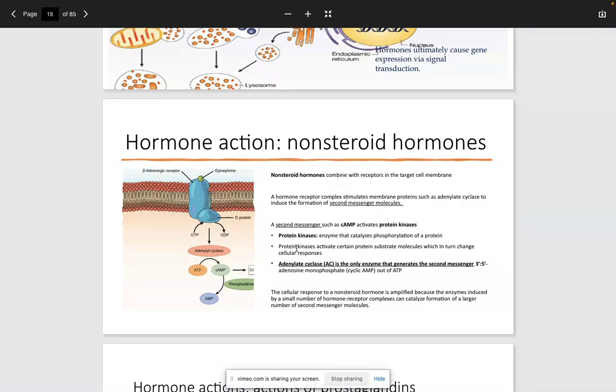The most important thing to take away from this is to know that non-steroid hormones are binding to a target cell receptor. And there's secondary messengers called cyclic AMP or cAMP, and it activates something called protein kinases. These protein kinases are going to be responsible for the activation of several different protein molecules, right?